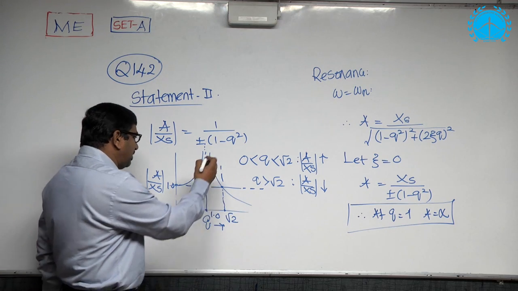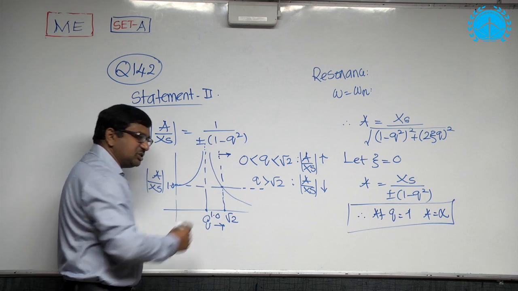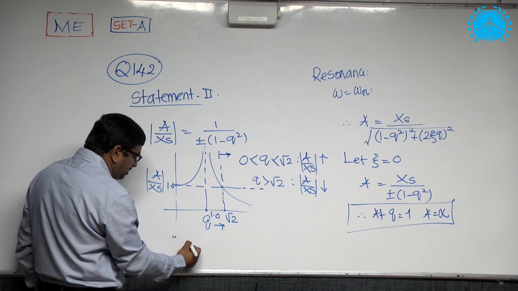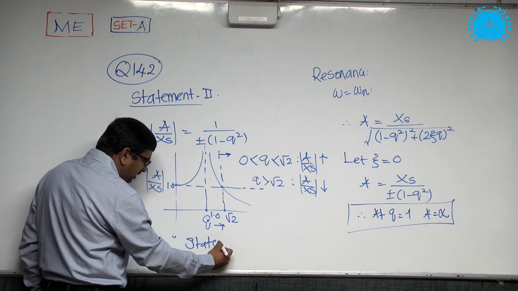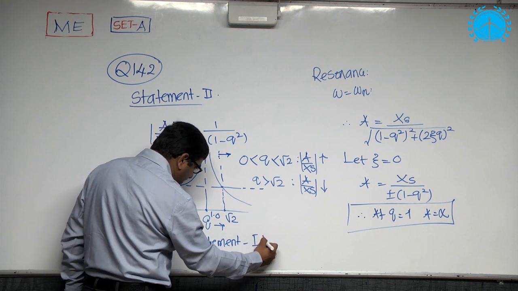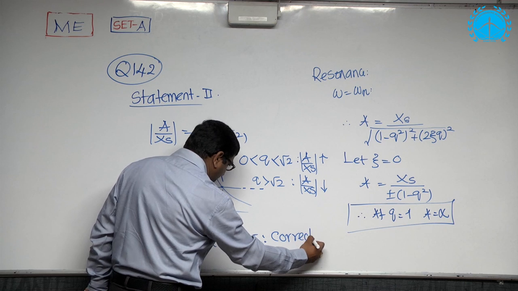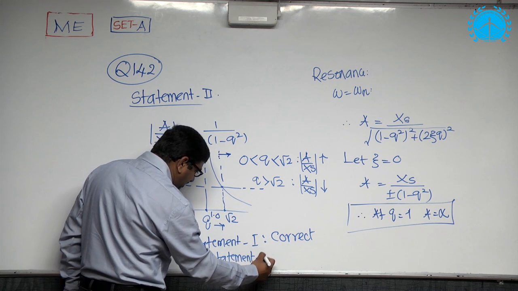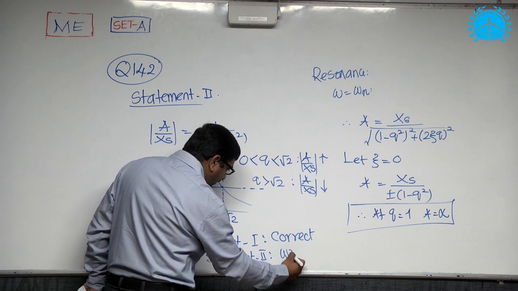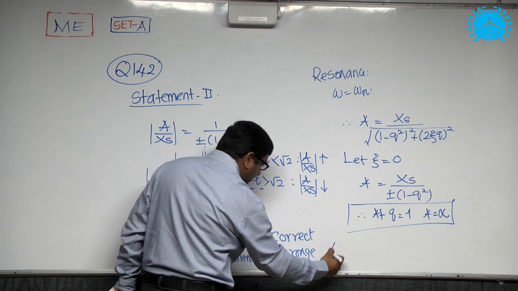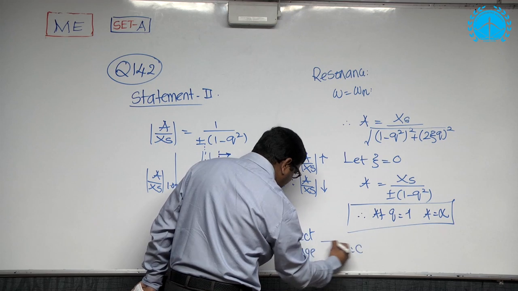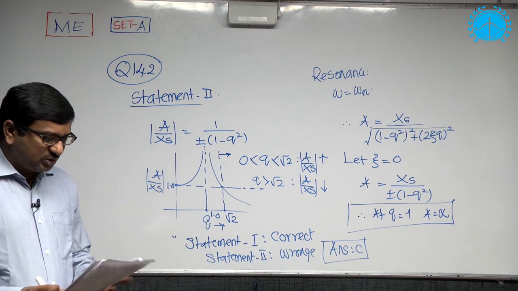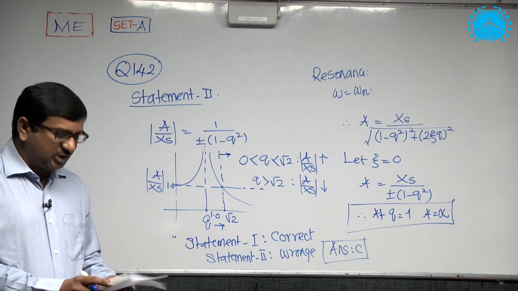Generally when we are designing, we design the systems only in this particular zone. So obviously statement 2 is a wrong statement. Statement 1 is the correct statement, whereas statement 2 is wrong. As per the options, the answer is option C, which says statement 1 is correct but statement 2 is false. This is what is required for this question. Thank you.